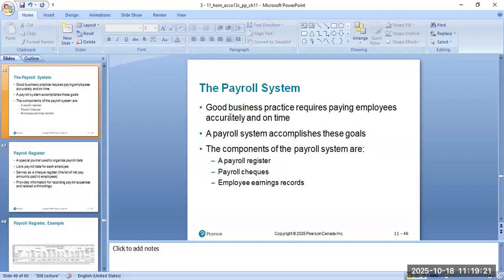Now, one thing you should know, now listen carefully: if you have to do the payroll, you do all the payroll.